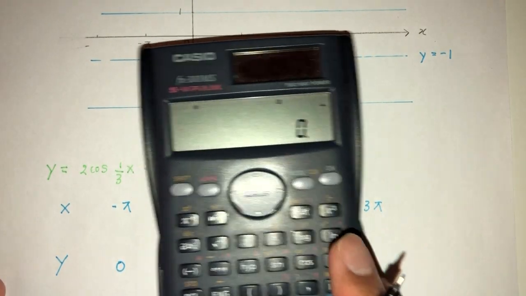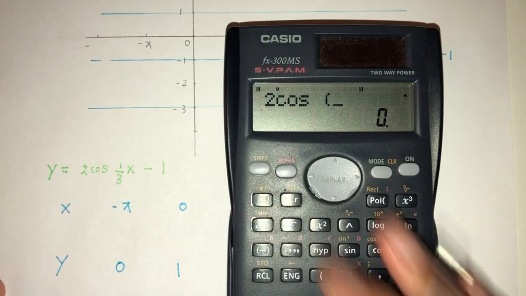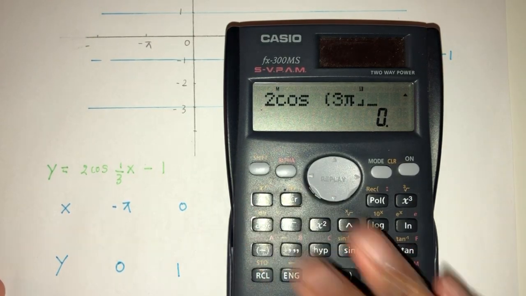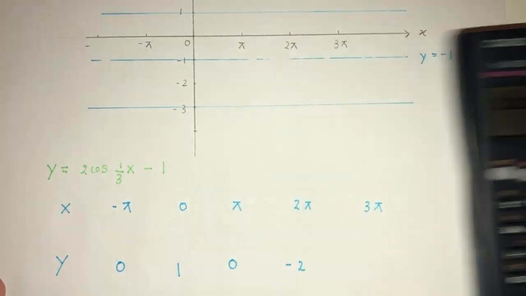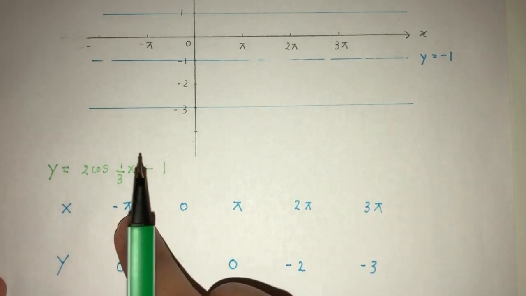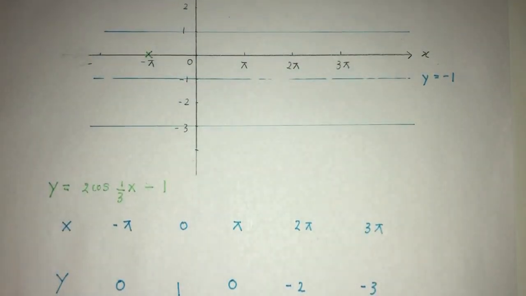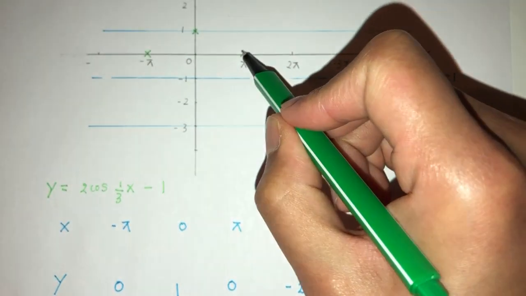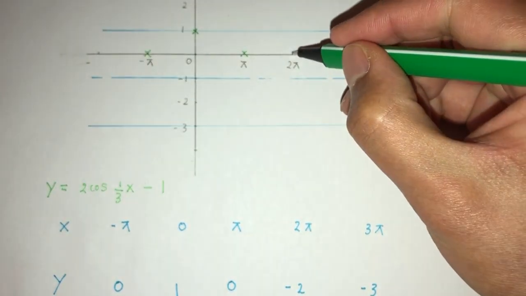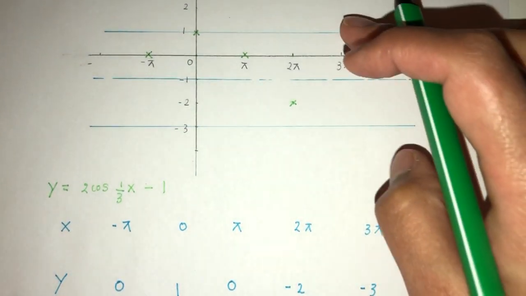And then this one, we have 3 pi. So 2 cos, that will become pi, because 3 pi over 3 minus 1 becomes minus 3. So let's make it easy for you, just use those values and see what happens. On the graph, minus pi will be 0. Then 0 will be 1, right here. Then pi will be 0, and 2 pi will be minus 2. And then 3 pi will be this point.